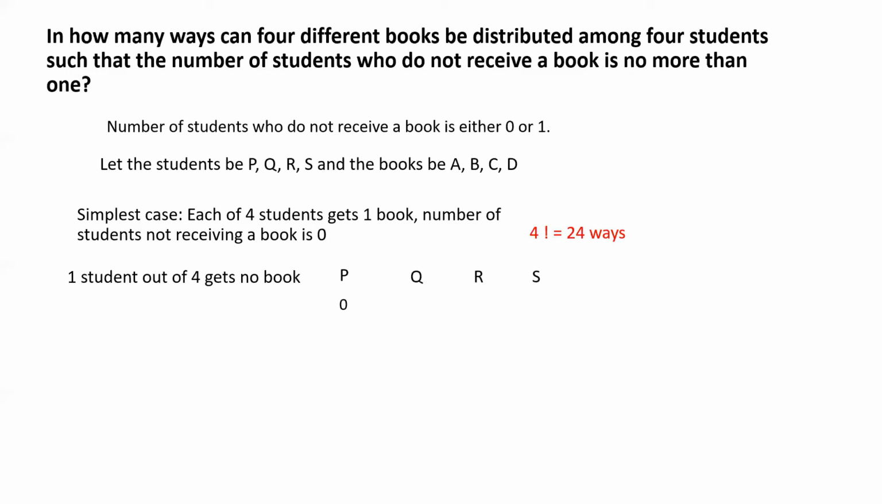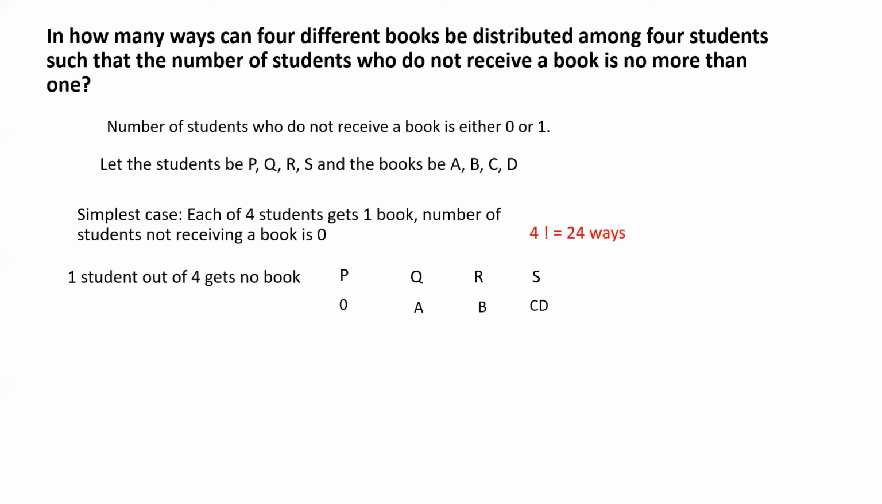Then we have the remaining students Q, R, S. So we have 3 students and we are distributing 4 books among them. So 1 student will end up with 2 books, right? Let us suppose the distribution of the books in this case is like this: Q gets A, R gets B, and S gets 2 books, C and D. The order of those 2 books doesn't matter here. So S getting C and D or D and C is basically the same thing, right?